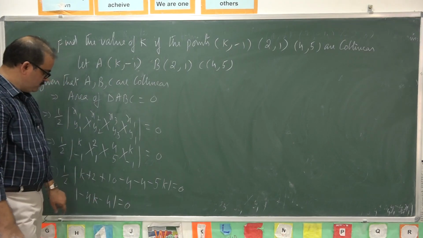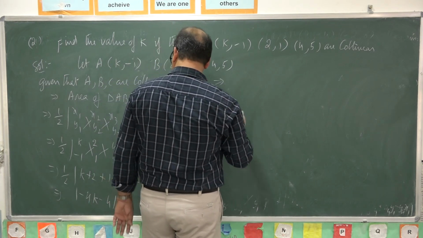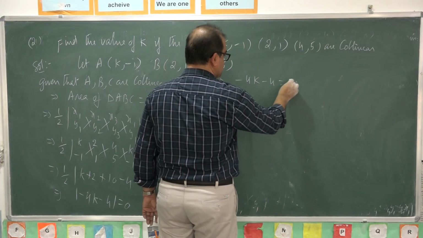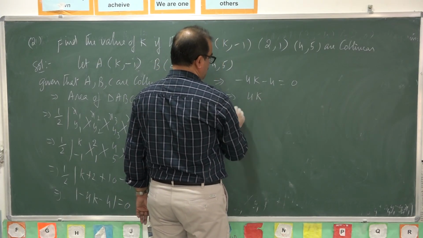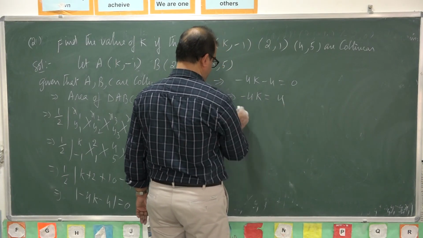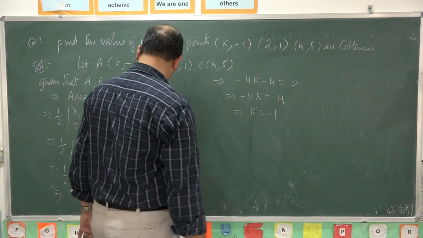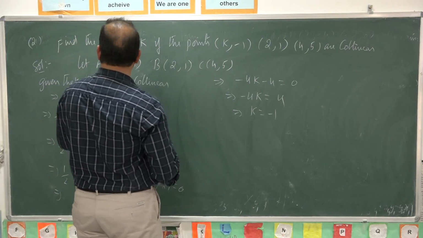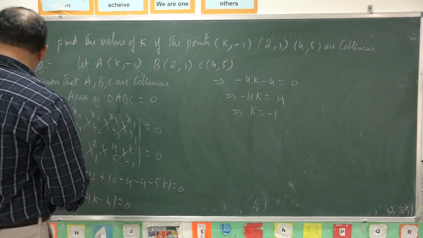Now you remove modulus, then what we get? Minus 4k minus 4 is equal to 0. Minus 4k is equal to 4. So k is equal to minus 1. So in this way we find the value of k if the given points are collinear.